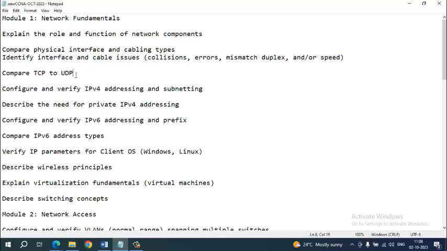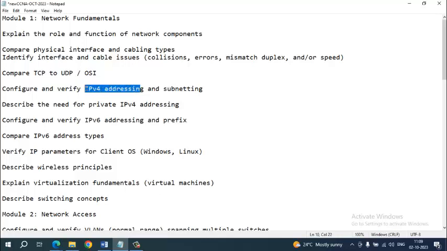Then we'll be learning the OSI reference model, in which we will be comparing the TCP and UDP differences. In Cisco they have not mentioned it, but it is very important. The whole OSI model, in which we will also see the UDP and TCP differences.